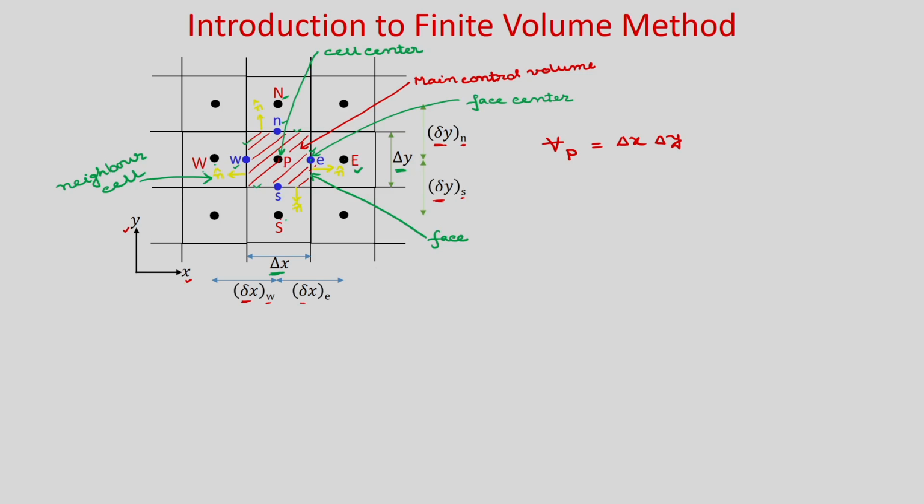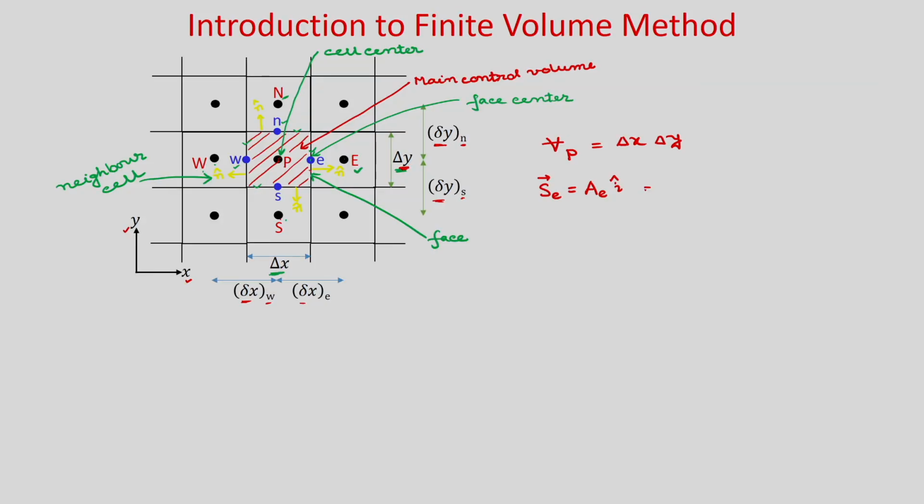Now, let us calculate the surface area vector of each face. For the east face, you can see that S_e in the 2 dimension case is the absolute surface area of the east face, A_e, into the unit vector in x direction, that is i. The A_e is the magnitude of this east face and it is nothing but delta y, because you can see this is your delta y. So, it will be delta y i.